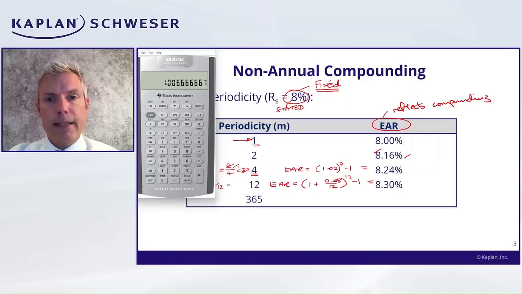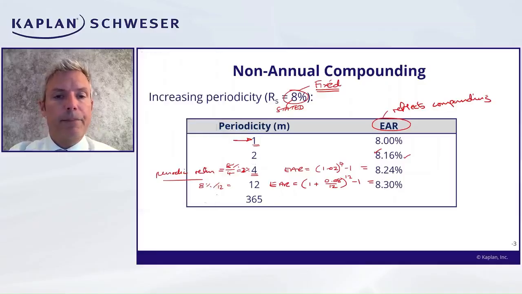So that's me dealing with the number in the brackets. Then I'm going to power up 12 times to reflect compounding. And then I subtract 1. And that's how I get a number very close to 8.3%. 0.082999 is close enough to 8.3 to round it to 8.3.